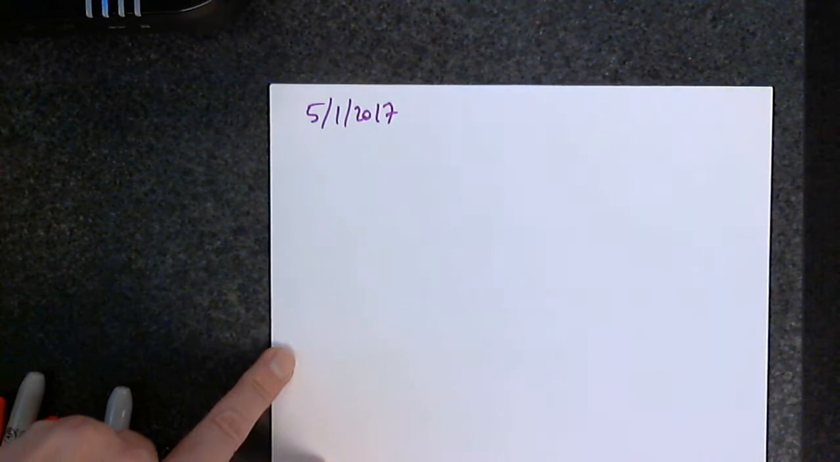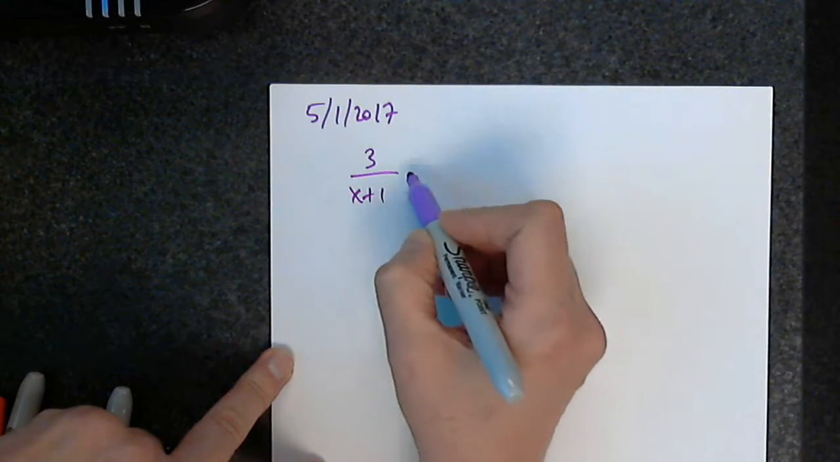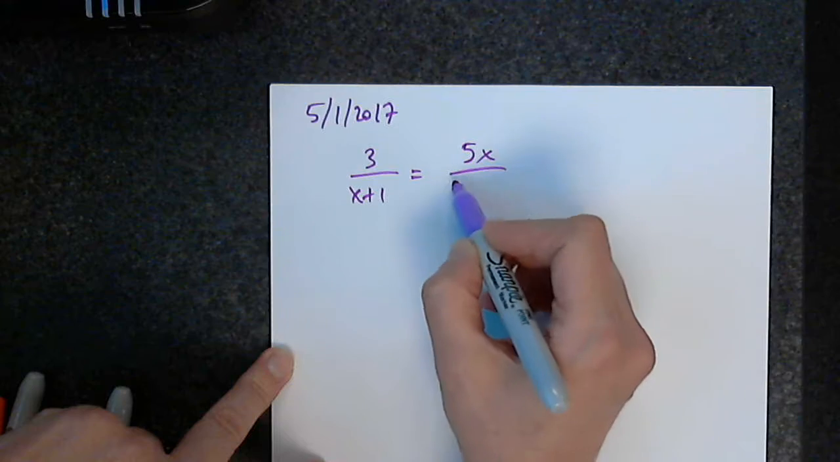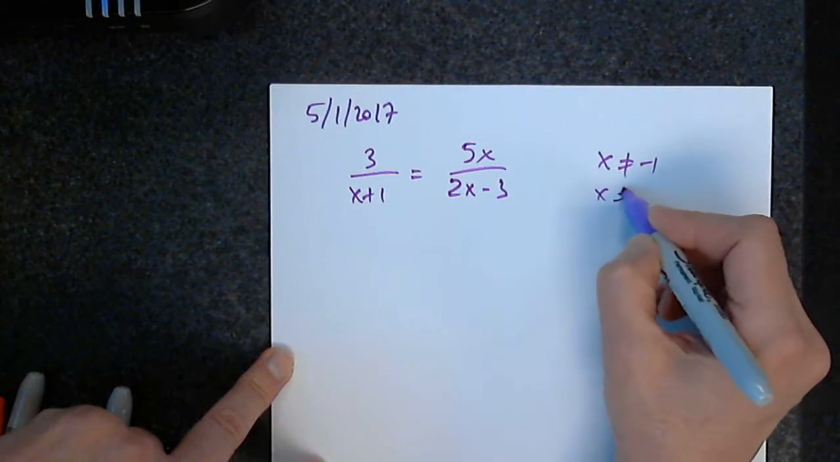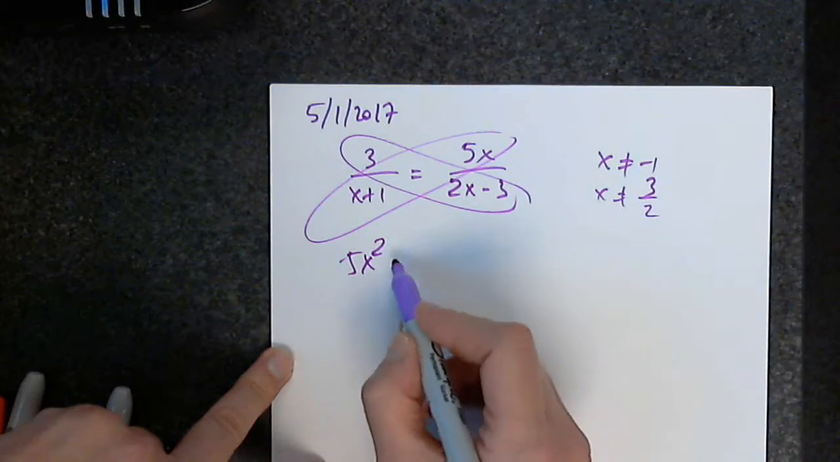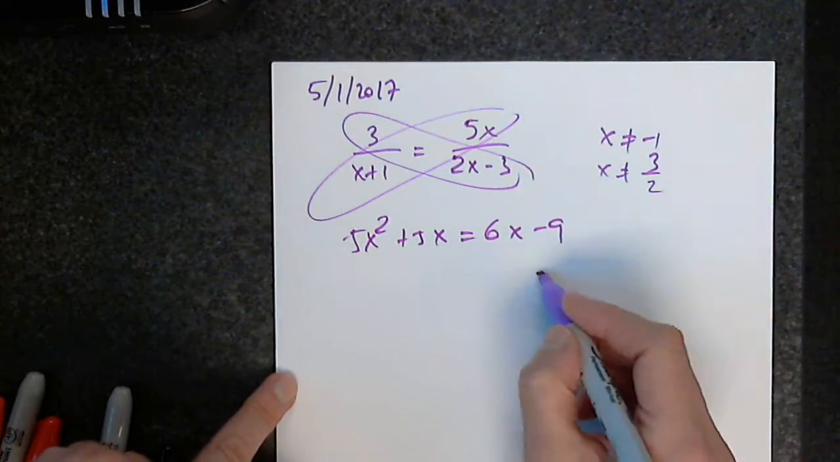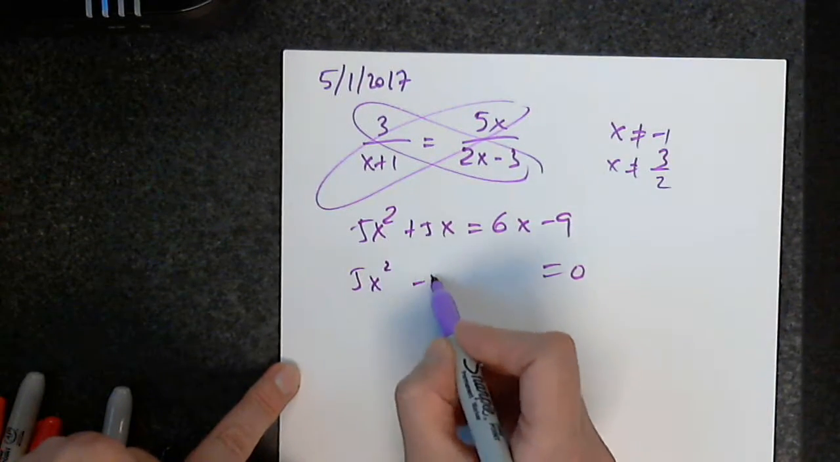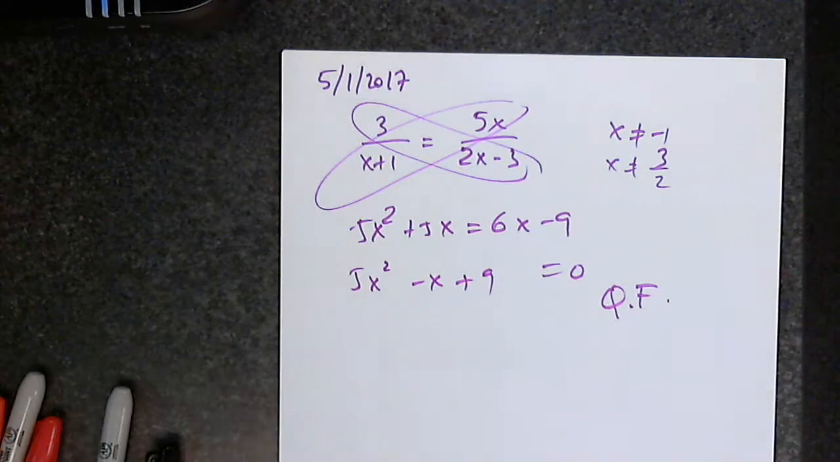Okay, so if I have, let's say, 3 over x plus 1 equals 5x over 2x minus 3, I state x not equal to -1 and x not equal to 3/2, and then I cross multiply: 5x squared plus 5x equals 6x minus 9. I set it equal to 0, 5x squared minus x plus 9, and I use the quadratic formula. Okay, that was my mistake.